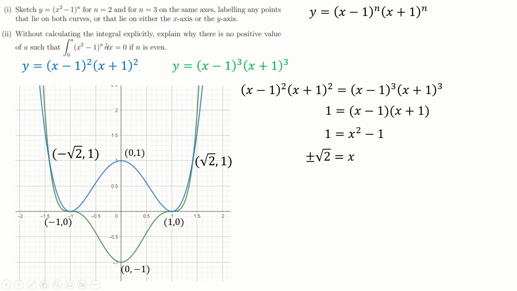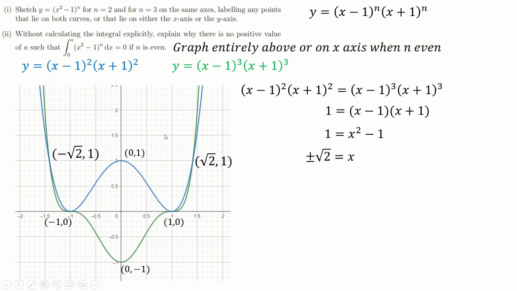Without calculating the integral, explain why there's no positive value that this works if n is even. Now, if n is even, that's one of these types of graph that has a positive y-intercept at 1, comes down for its repeated root at 1 here, and then goes back up again, right? If you've got an even power here, then you've got an even number of minus 1s multiplying out, so that's going to make plus 1. But that means that the entire graph after 0 in this direction is always above or equal to the x-axis. So that's never going to integrate to 0 because there's no area below the x-axis that could cancel anything out.